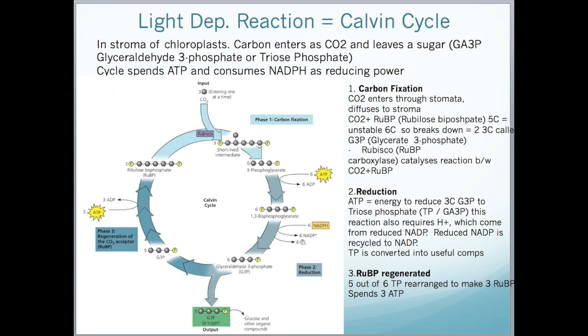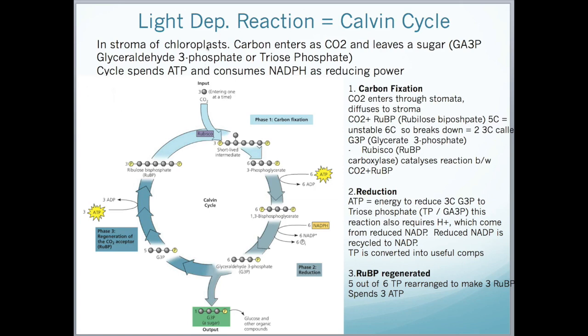So let's look at the light-independent reaction, also known as the Calvin cycle. This happens in the stroma of chloroplasts. Carbon enters as carbon dioxide and leaves as a sugar. So the cycle consumes ATP and NADPH. ATP is used as the energy source and NADPH as the reducing power. Stage 1 is known as carbon fixation. We'll start at the top here.